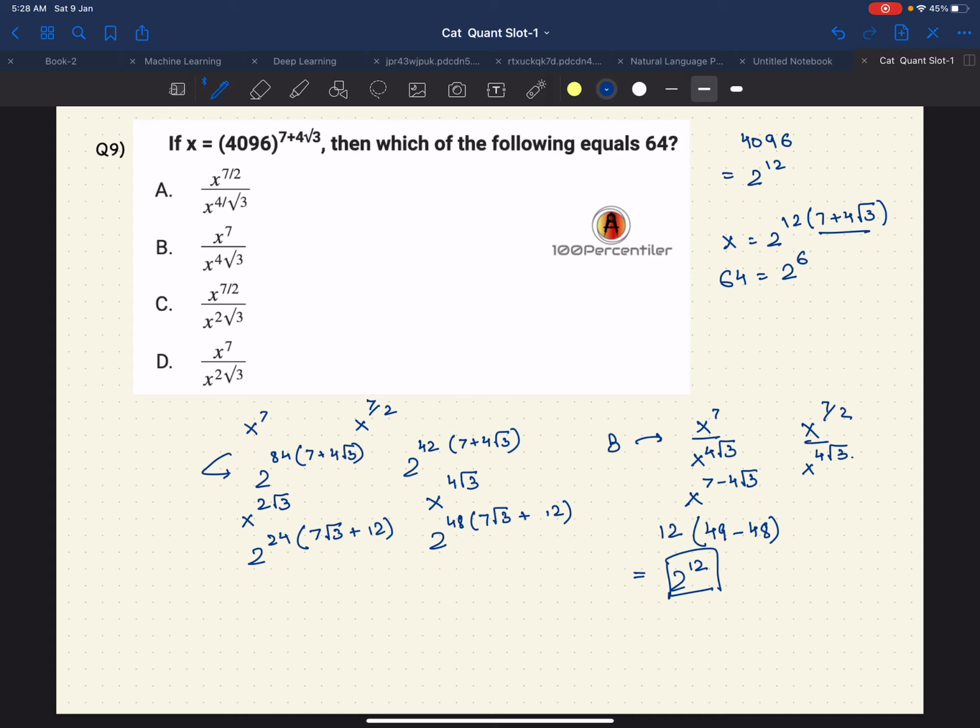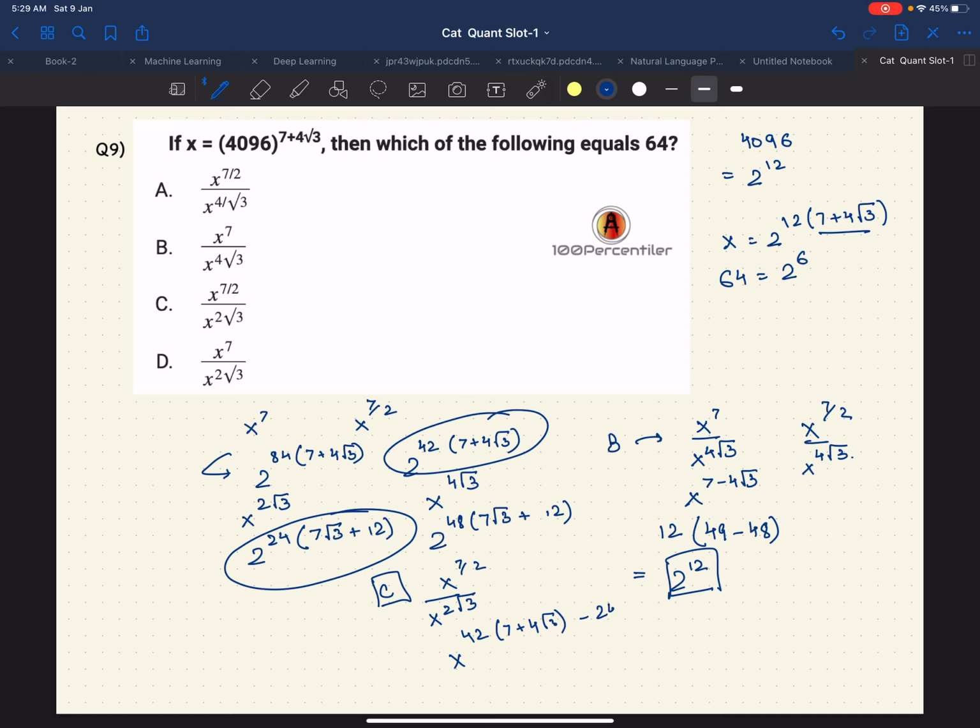So now let's compute other expressions here. Let's look at C. This is x raised to power 7 upon 2 upon x raised to power 2 root 3. We have already computed these here: this particular expression and this particular expression. So this becomes x raised to power 42, 7 plus 4 root 3 minus 24, 7 root 3 plus 12.